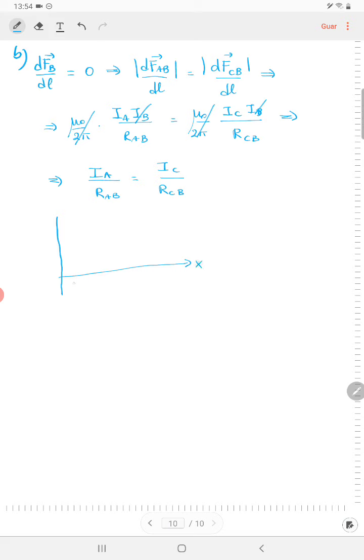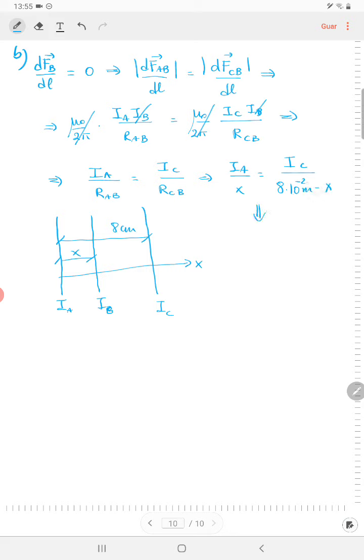Okay, so I bring back our drawing. This is the current in A. This is the current in B, sorry, and this is the current in C. We know that this distance is 8 centimeters. We're going to call this X, okay, so this means that IA divided by X has to be equal to IC divided by 8 centimeters minus X.